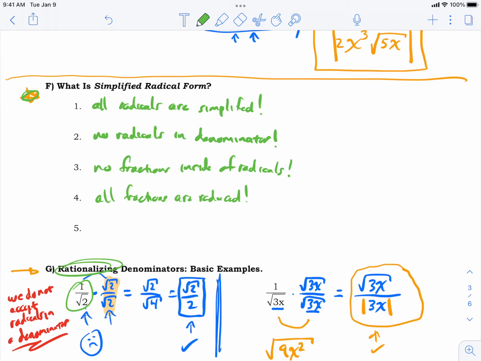So whenever you have a problem that says express in simplified radical form, it means the radicals should be simplified. You should not have any radicals in your denominator. You should not have any fractions inside your radicals. If you have fractions that can be reduced, they should be reduced. And the last thing I'll add here is no negatives inside the radical.